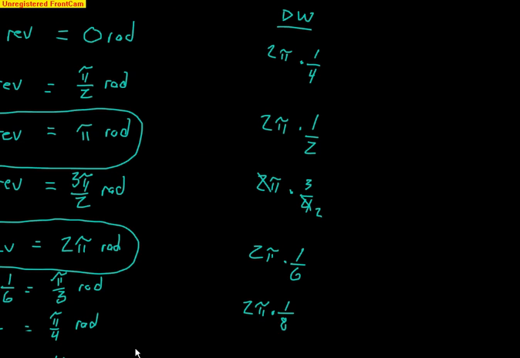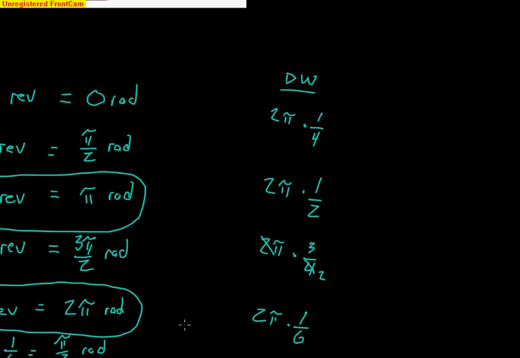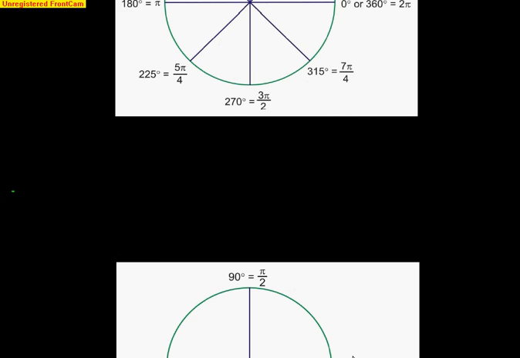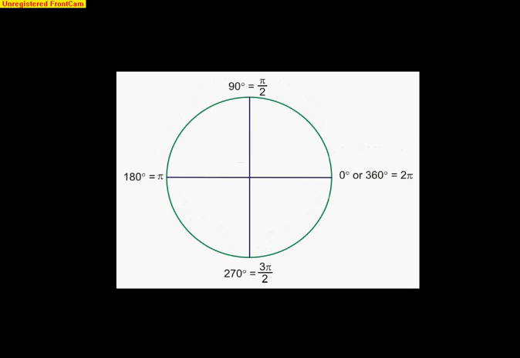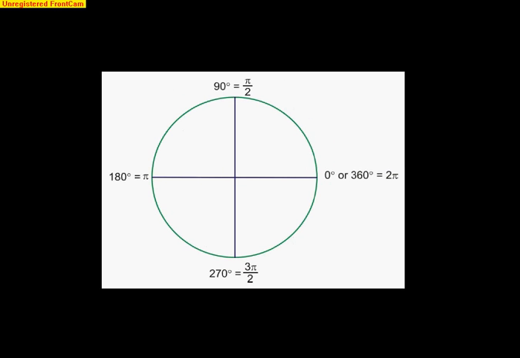Now, let's see here. I had another slide somewhere here. Okay, here we go. So here's kind of a picture of this. I want you guys to be able to see this picture here. This picture represents what's on your unit circle. So we got 0 degrees or 360. Remember, it's the same thing because it's going all the way around here. That represents 2 pi radians.